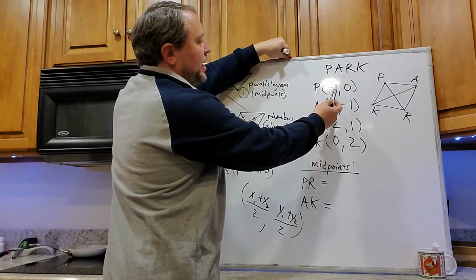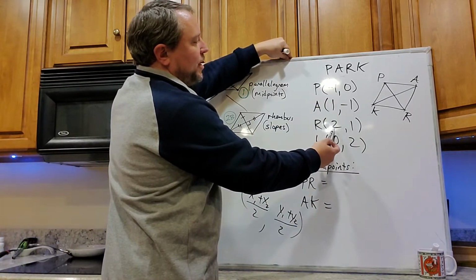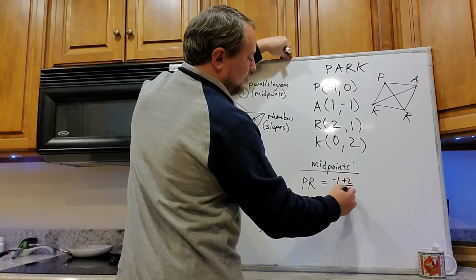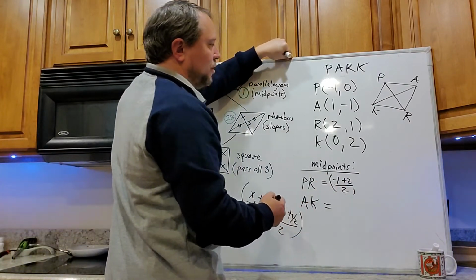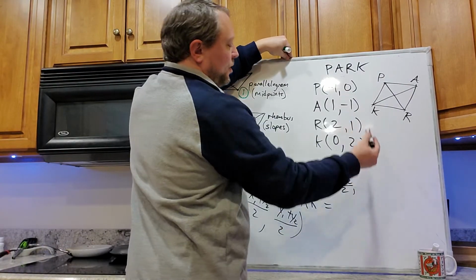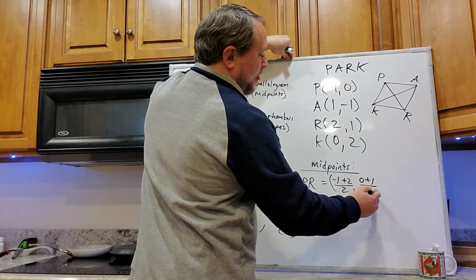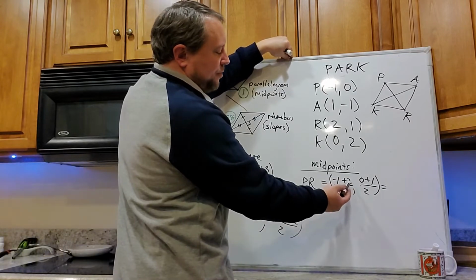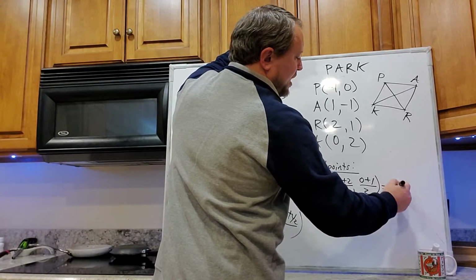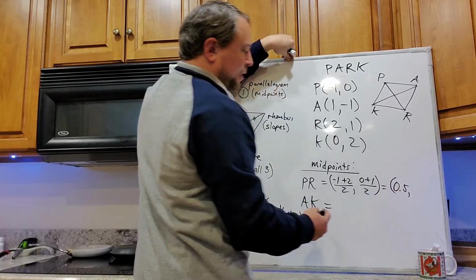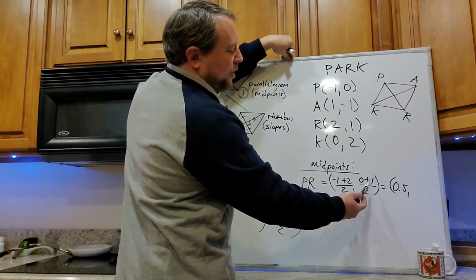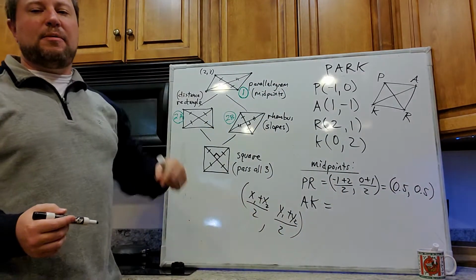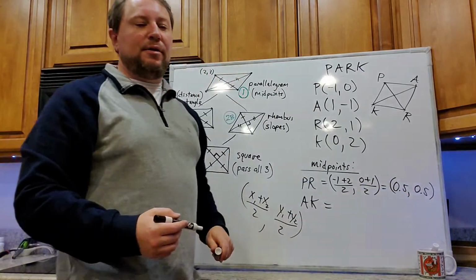For P, I've got -1. For R, my X value is 2. So I'm averaging together -1 and 2. And for the Y values, 0 and 1 is what I'm averaging. Well, -1 plus 2 is +1. Divided by 2 is 1/2, or 0.5. And 0 plus 1 is 1. Divided by 2 is, again, 1/2. So it turns out my X and my Y coordinate are both 1/2.